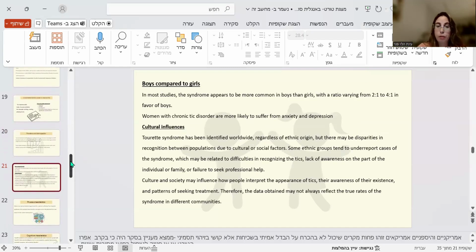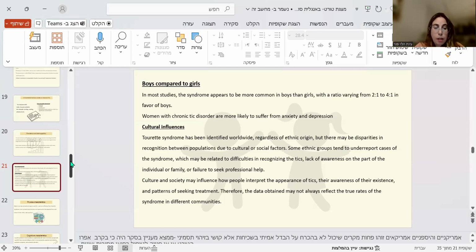Boys compared to girls. In most studies, the syndrome appears to be more common in boys than girls, with a ratio varying from 2:1 to 4:1 in favor of boys. Women with chronic tic disorder are more likely to suffer from anxiety and depression.